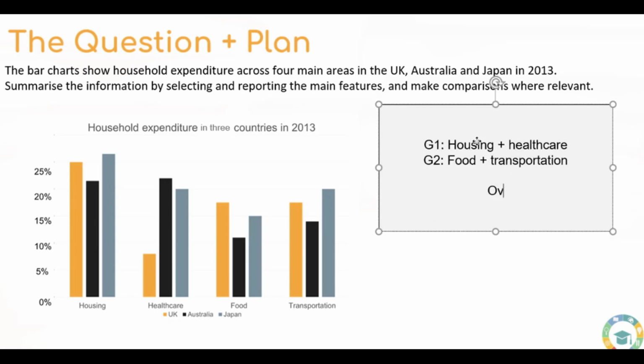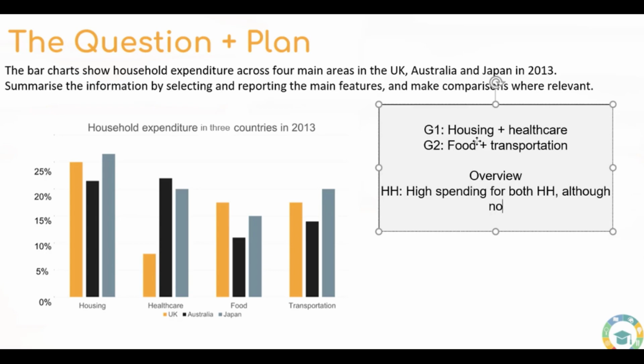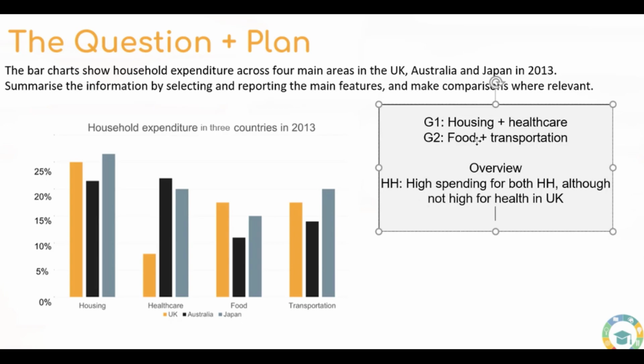Okay. So for the overview, let's have HH for housing and healthcare. And we'll say overall, we can say high spending for both HH, housing and healthcare, although not high for health in UK. That's quite long, but that's okay. It's not going into too much specific detail, which we don't want in the overview. And let's do FT, which is food and transportation.